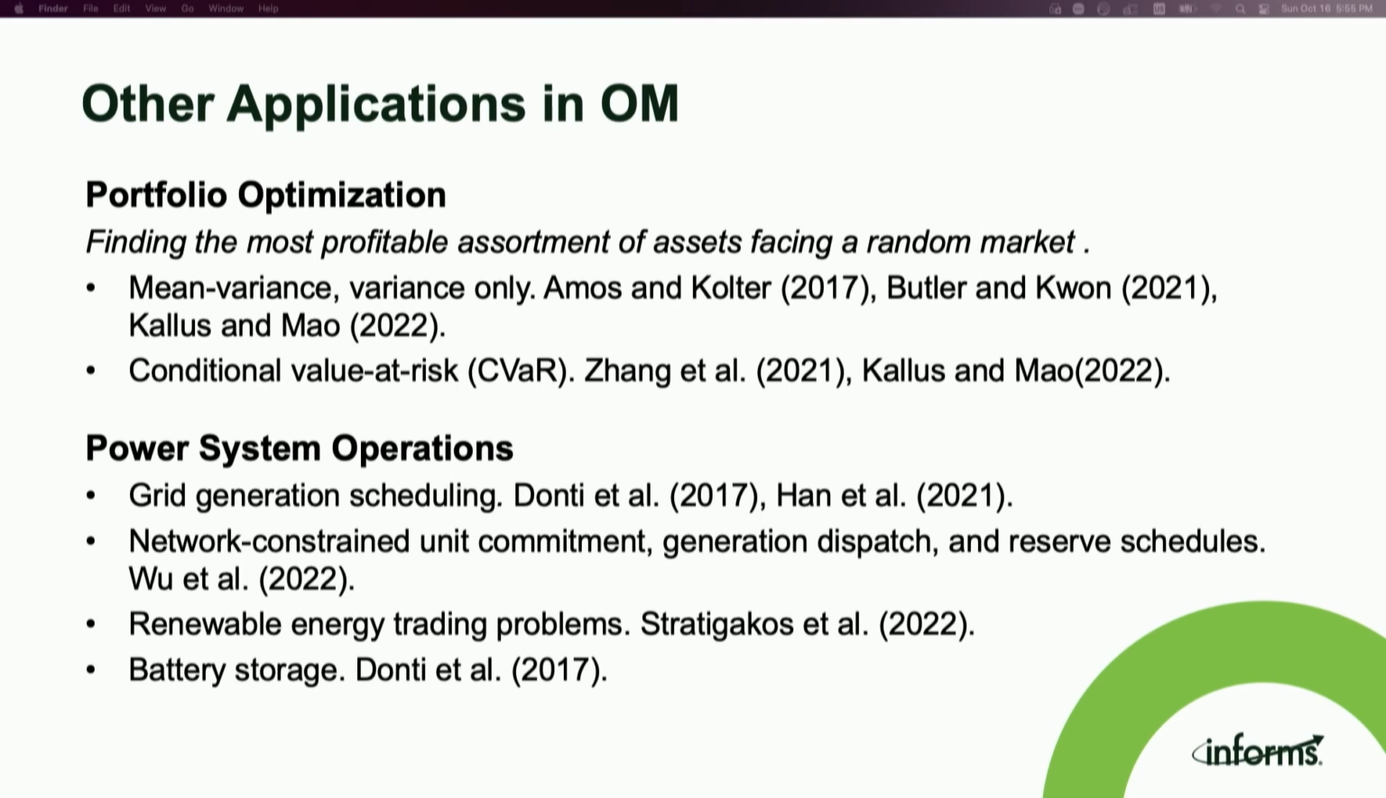For example, in portfolio optimization, where the decision maker aims to find the most profitable assortment of assets facing a random market, there are multiple criteria being considered in the literature. For example, mean-variance portfolio optimization, and there are also variance-only portfolios, and some literature considers the conditional value at risk of the return given the assortment of assets, and so on.